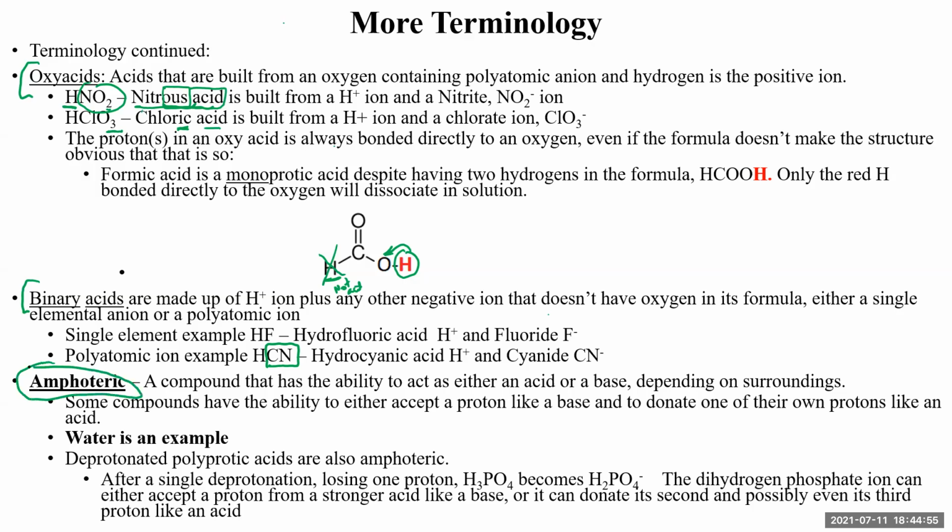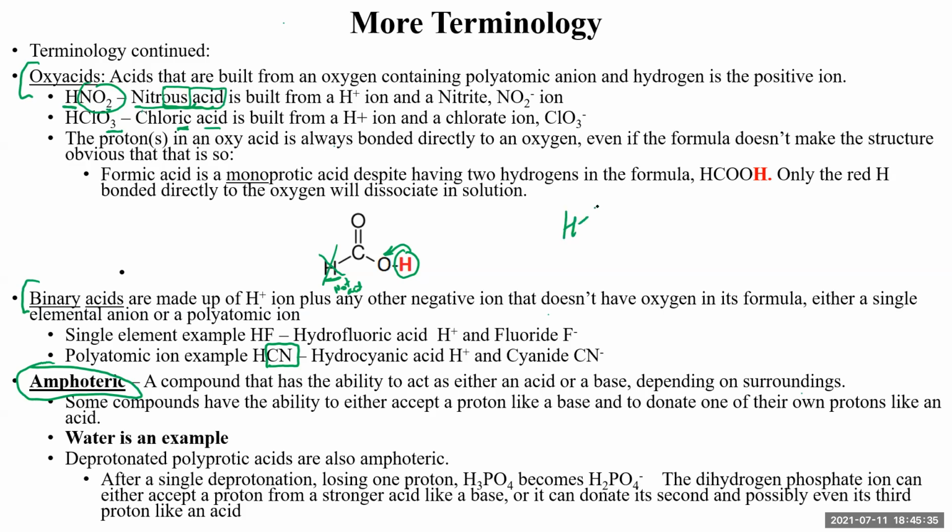Amphoteric: the word amphoteric means that a compound can act as both an acid or a base depending on the situation. Water is the ultimate example of an amphoteric compound. Water can act as an acid and donate away one of its protons, or it can act as a base and accept a proton. We already saw water acting as a base. Water can accept a free-floating proton and become hydronium ion, H3O+. That's water acting as a base, taking a proton.